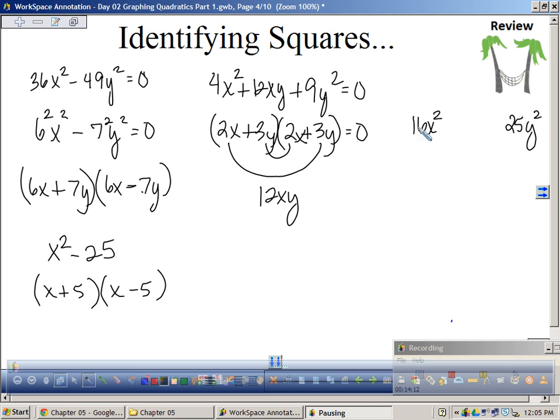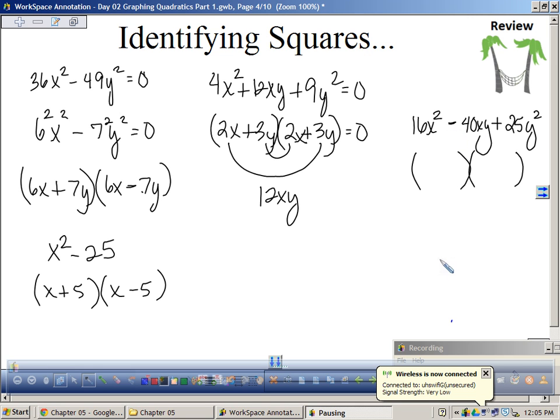25y squared. What's the square root in there? 4. What's the square root in there? 5 times 4 is? 20 times 2 is? 40. I'm going to change it up a little bit. Make this a minus sign. How do you think that's going to affect this? Not at all? 4.